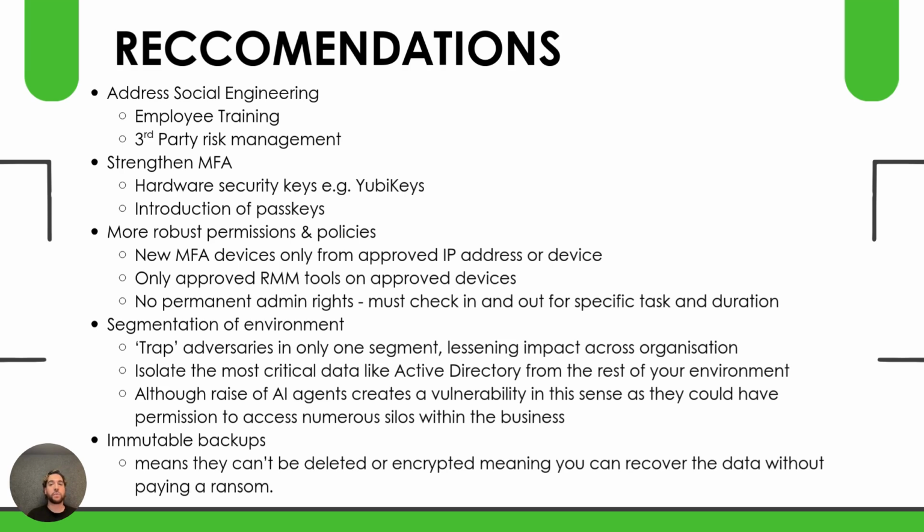Segmentation of M&S's environment would have helped as well, as it means that adversaries will potentially be stuck in one silo of M&S's environment. Although, as the world is changing and the world of AI agents is coming in, segmentation as a means of defense might become less effective, as the agents will potentially be granted permission to multiple different systems within a company's environment, right?